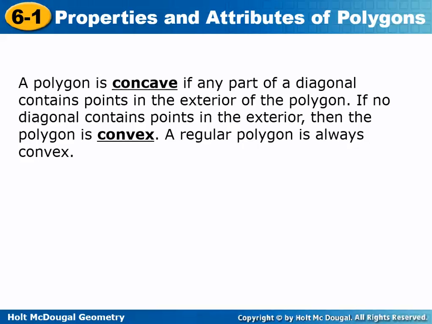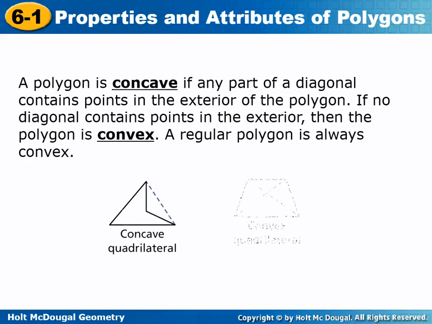It's concave if any part of a diagonal contains points in the exterior of the polygon. If no diagonal contains points in the exterior, then the polygon is convex. A regular polygon is always convex. Here's some examples. A concave quadrilateral, I could connect this vertex to this vertex, and it would go outside of the figure. It would be an exterior line. So that makes it concave. See, it kind of caves in. A convex quadrilateral, any diagonals that I draw will remain inside the interior of the polygon. That's called convex.